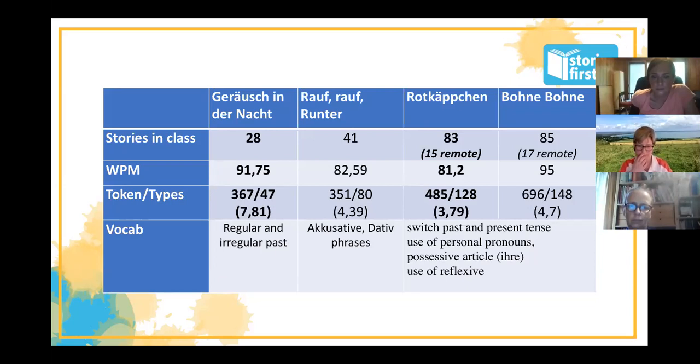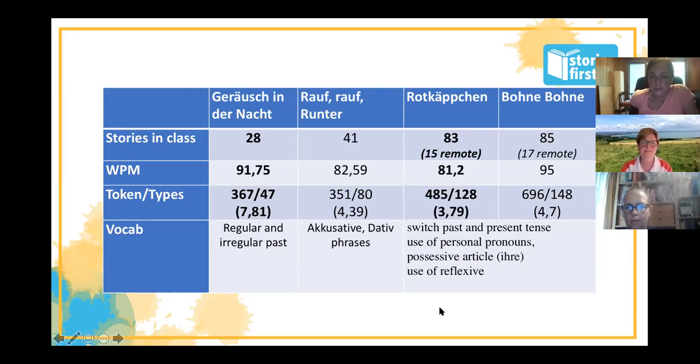But if you look at the types, she really increased the variety of words that she used. So she has 128 types here, where she had 47 before. So the token type ratio now is that before she used about every type 7.81 times, and now it's just 3.79 times.